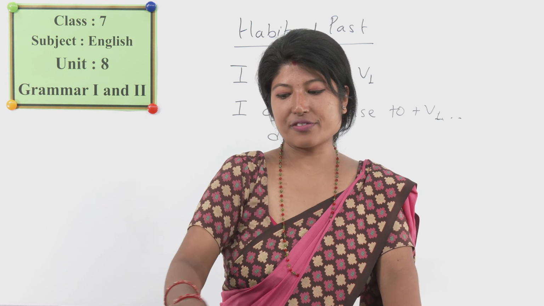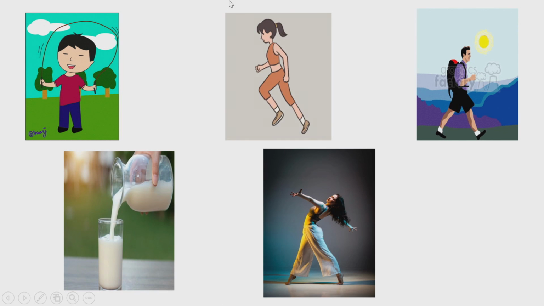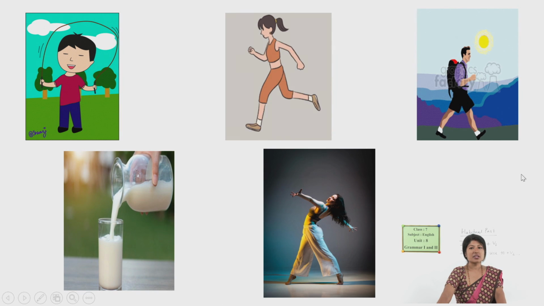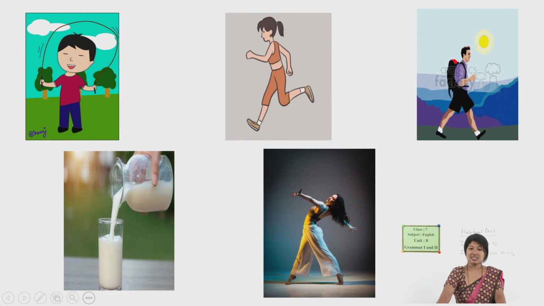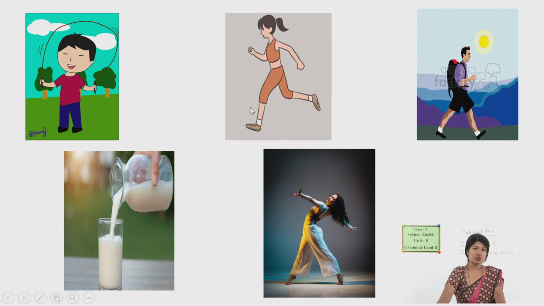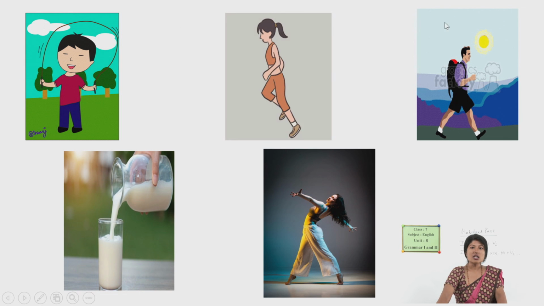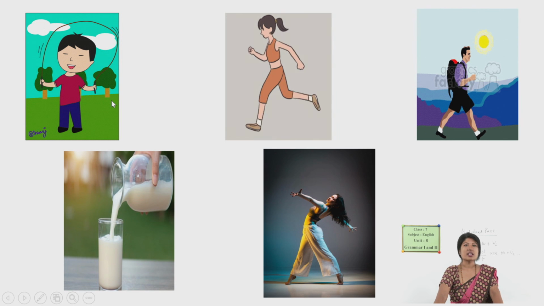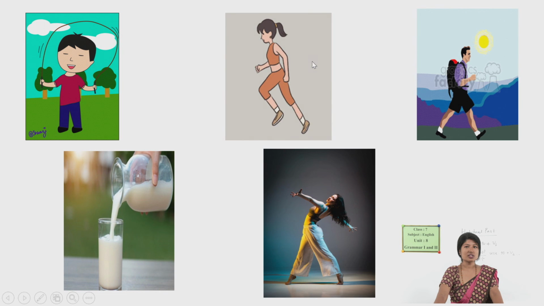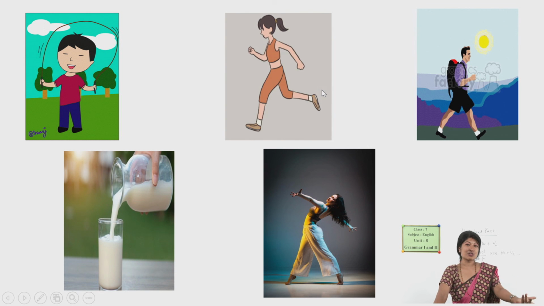Okay, one more thing I have here. This is the last activity we have today. Here are many pictures. Please form sentences using the used to structure or didn't used to about these pictures. Suppose first one, what is the boy doing over here? Playing skipping. So you can say, I used to play skipping in my childhood. And here, what is the girl doing? Running. I used to run. I used to run, or I didn't used to run.